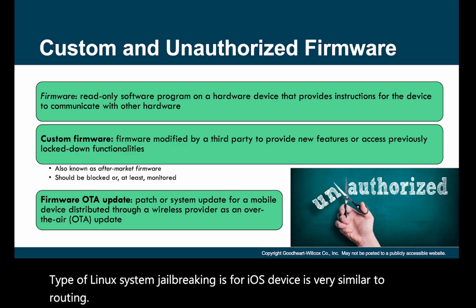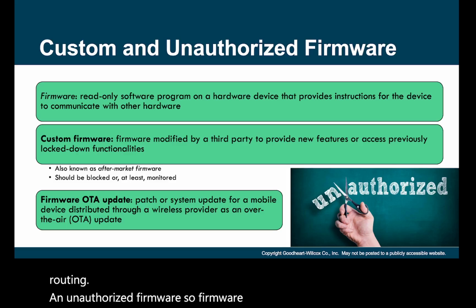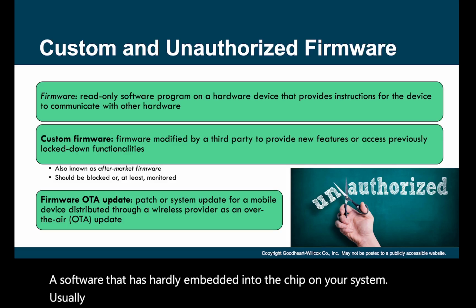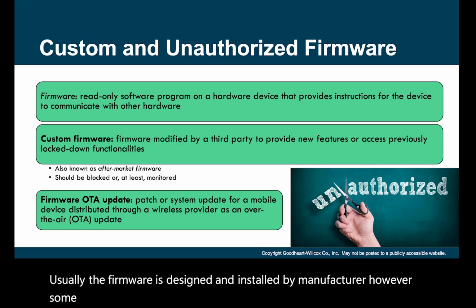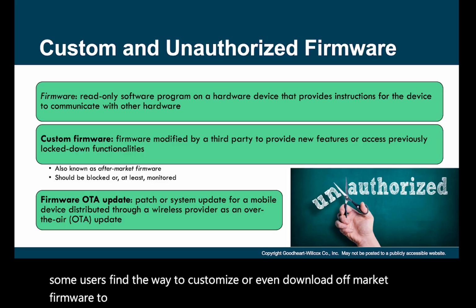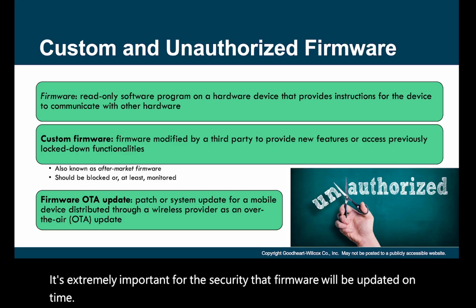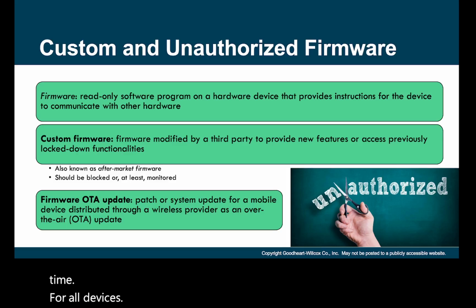And unauthorized firmware. Firmware is basically a program, a software that is hardwired into the chip on your system. Usually the firmware is designed and installed by the manufacturer. However, some users find a way to customize or even download off-market firmware to their embedded systems. It's extremely important for security that firmware is updated on time for all devices, and to monitor that users do not override their restrictions.